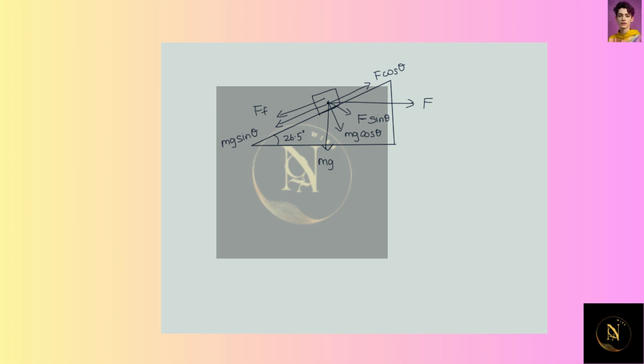According to this free body diagram, we can say the normal force will be equal to mg cos theta plus F sin theta, and the frictional force will be equal to mu s Fn, which is equal to mu s into (mg cos theta plus F sin theta).